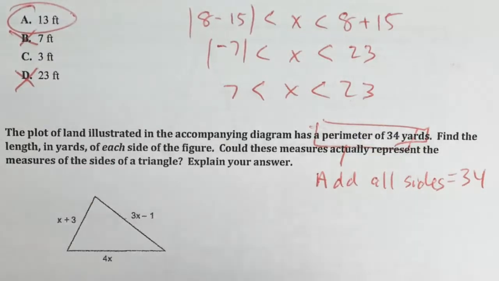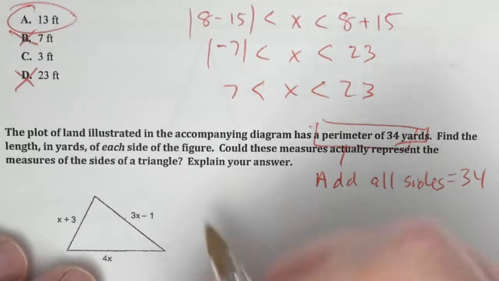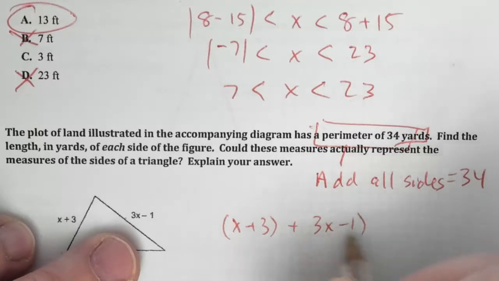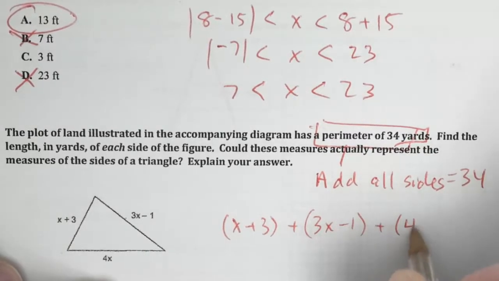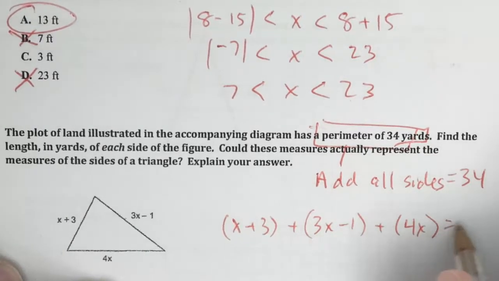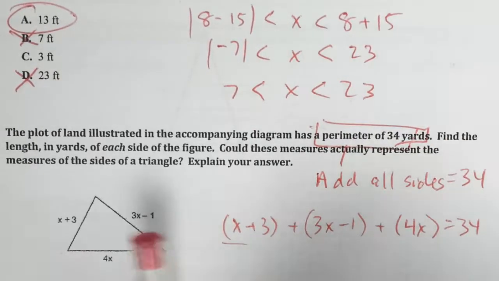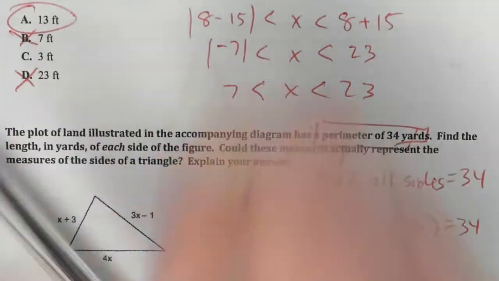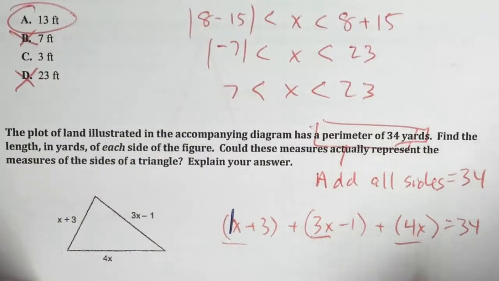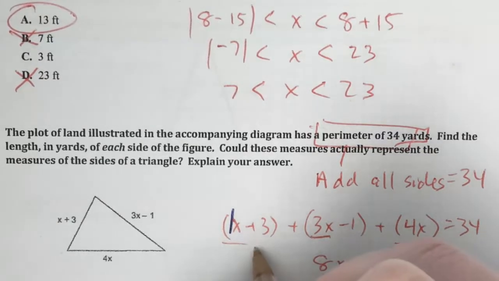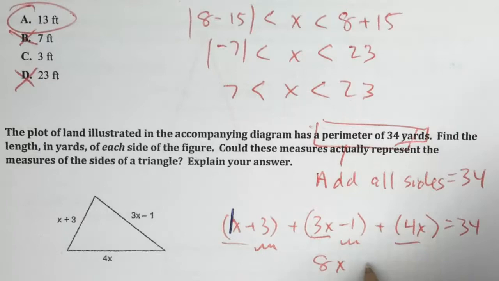Okay, so we know that all these sides are going to add up to 34. So let's do that: x plus 3, and 3x minus 1, and 4x. So those three sides are going to add up to 34. We have x, that's 1x, so let's put that 1 in front of it, and that helps us out. 1, 3, and 4, put those all together, and we get 8x. And then we have a positive 3, a negative 1, so that would be a plus 2, is equal to 34.